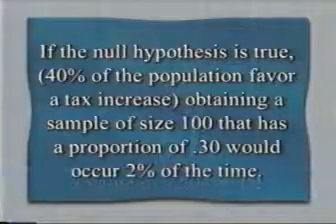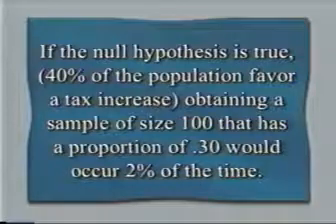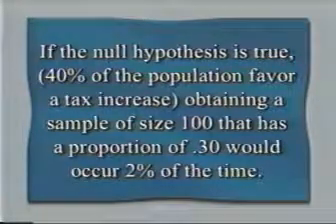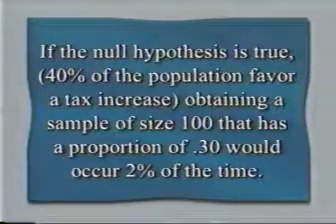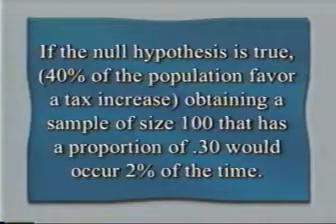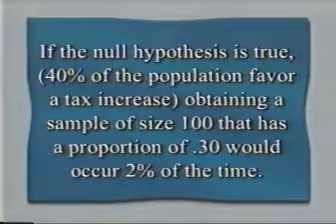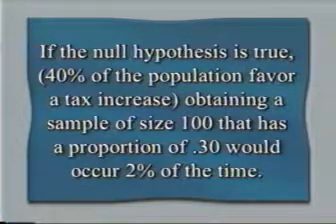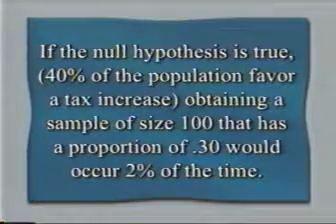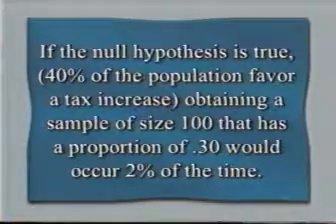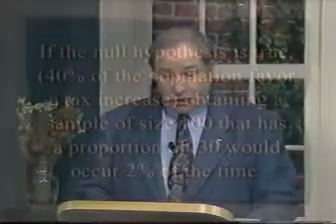Now, what does that say? That says if the null hypothesis is true, that indeed 40% of the population favors the tax increase, then obtaining a sample of size 100 that had a proportion, a p-hat, of 0.30 would occur about 2% of the time. Is this a rare occurrence?